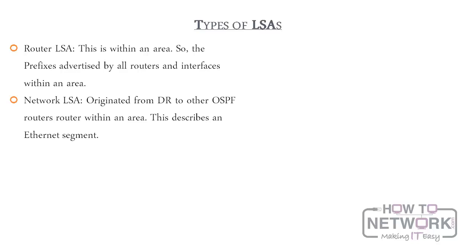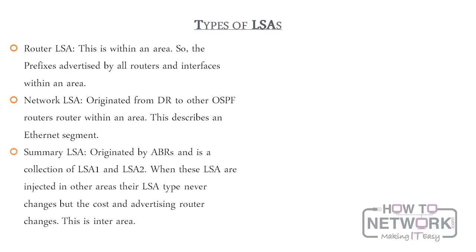Then we have summary LSAs or Type 3s. Originated by ABRs and is a collection of LSA-1 and LSA-2. When those LSAs are injected into other areas, their LSA type never changes, but the cost and advertising router does change. This is an inter-area.